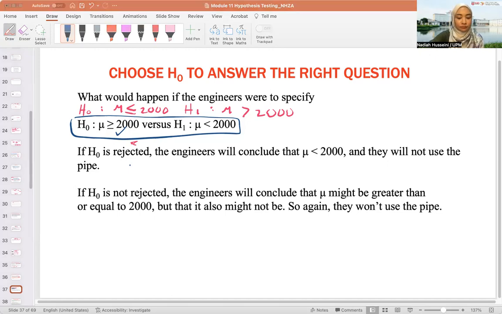What does that mean? If H0 is not rejected, the previous example that we talked about, formulation one, formulation two, I think it was more straightforward than this one. This one is saying if H0 is not rejected, if we are not rejecting this, it is also saying we should accept H1. Quite confusing. So if H0 is not rejected, the engineers will conclude that mu might be greater than or equal to 2000, but that it also might not be, because we're not rejecting this.